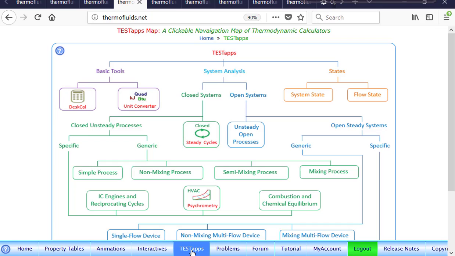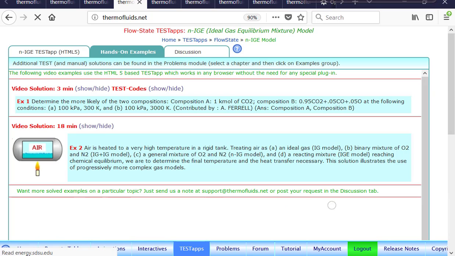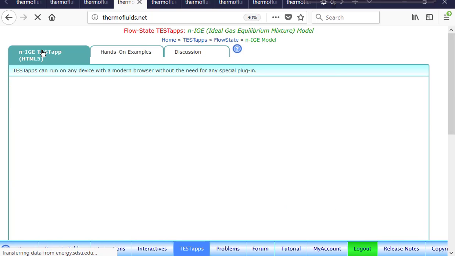Okay, so let's get started with a quick problem. Suppose we have equimolar oxygen and nitrogen flowing into a reaction chamber, and we would like to know the equilibrium composition at a given temperature. So this is like evaluating a state. You can go to the flow state and click on the NIGE.